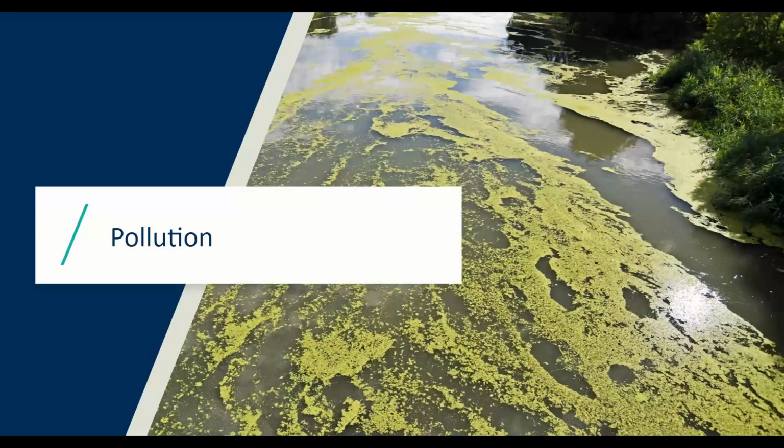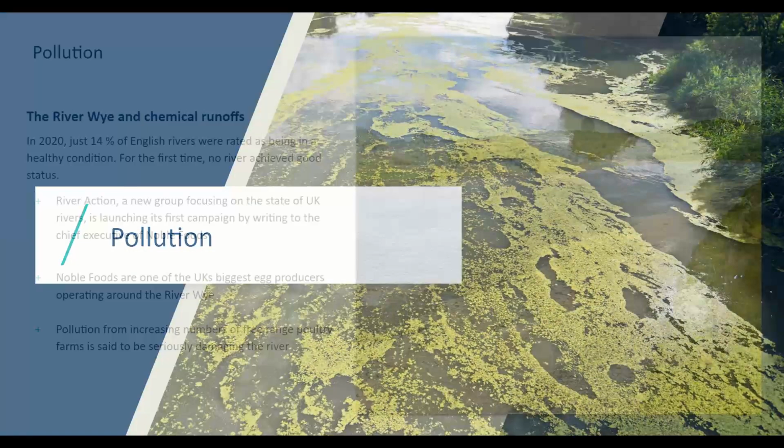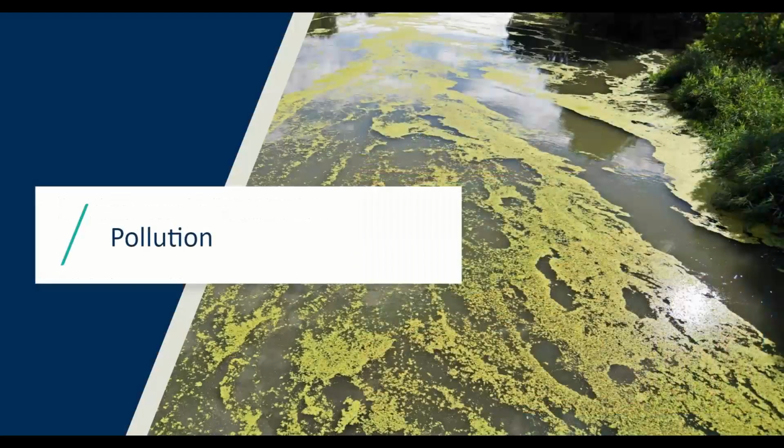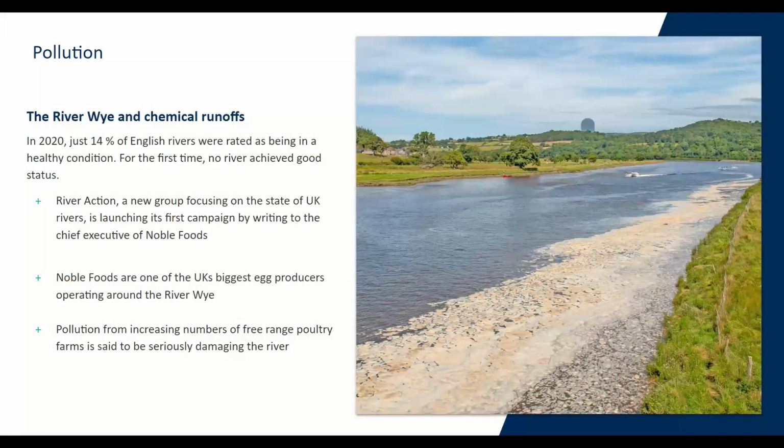Now, we thought we'd show you some pollution incidents when it comes to agricultural land, because I think it is important to show these types of incidents as well. And I think these are somewhat recent, sadly. So back in 2020, as you can see, just 14% of English rivers were rated as being in healthy condition. For the first time, no river achieved good status.